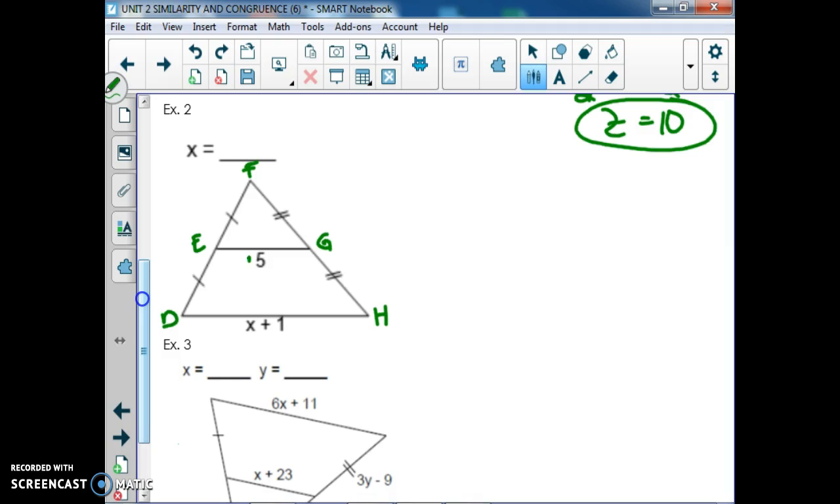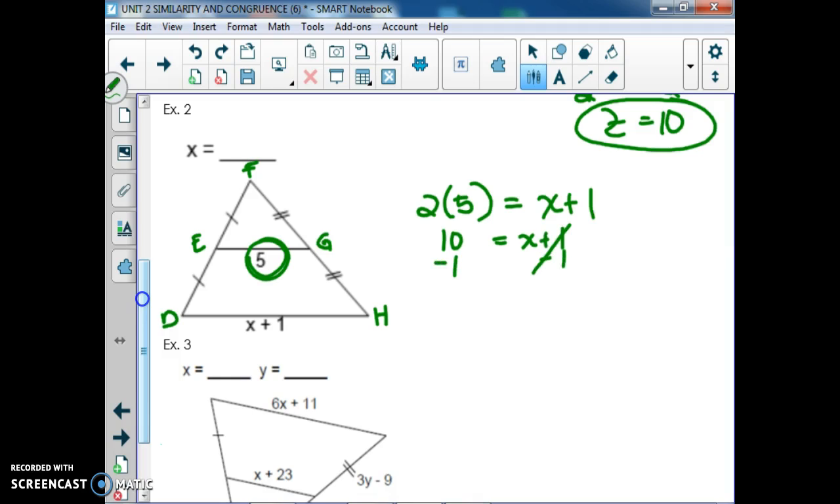Twice as long as 5, that's 2 times 5. That's going to be equal to the length of your third side. From there you can solve a regular equation. 2 times 5 is 10. Then we're going to subtract 1 from both sides. 10 minus 1 is 9. So x is equal to 9.